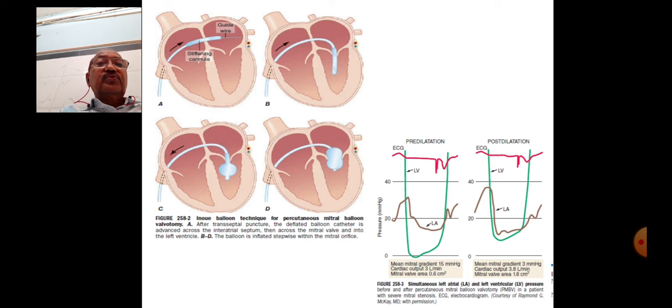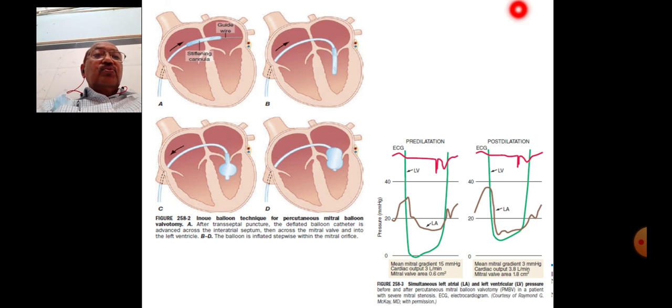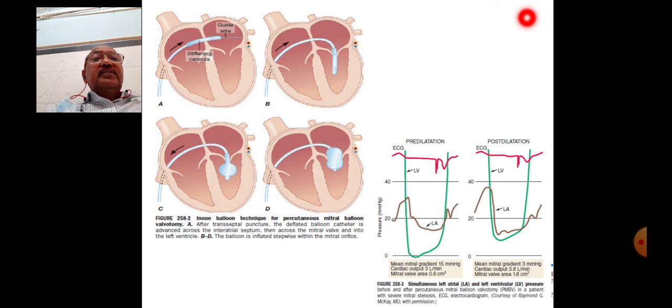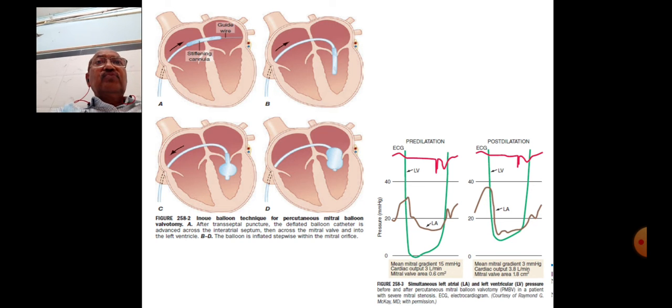And here also, the whole procedure has been nicely depicted: how the catheter has crossed the interatrial septum, is placed across the mitral valve, and then the balloon is inflated, and lastly the fully inflated balloon resulting in balloon valvotomy.